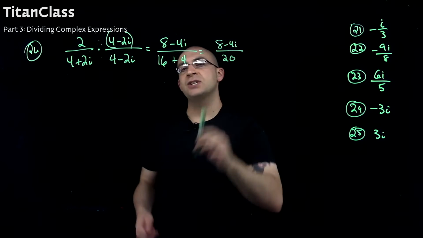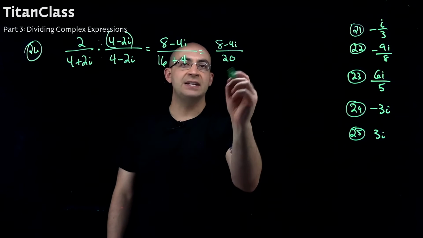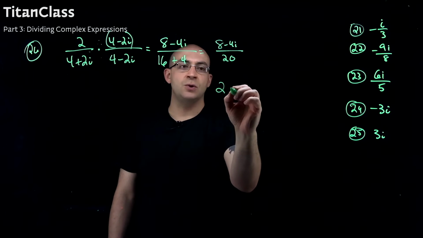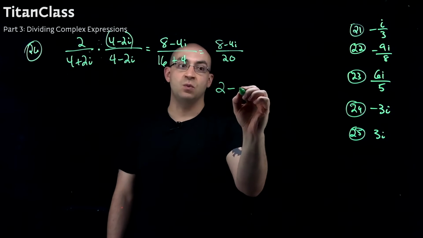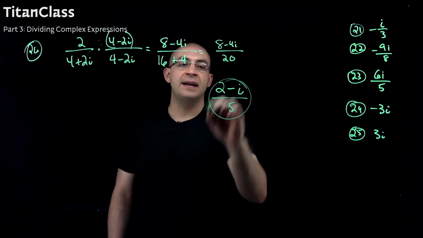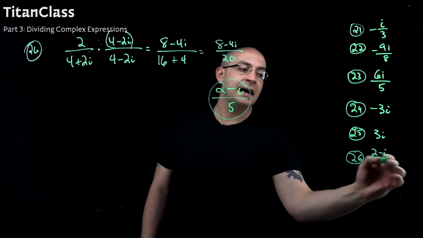But all three terms are simplifiable. They all have a 4 in common. So if I divide by 4 on all three of those terms, 8 divided by 4 is 2, 4 divided by 4 is 1, or just i, and 20 divided by 4 is 5. So my final answer here for number 26 is going to be 2 minus i over 5.